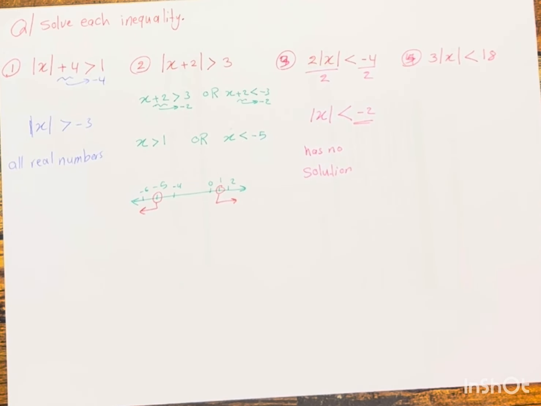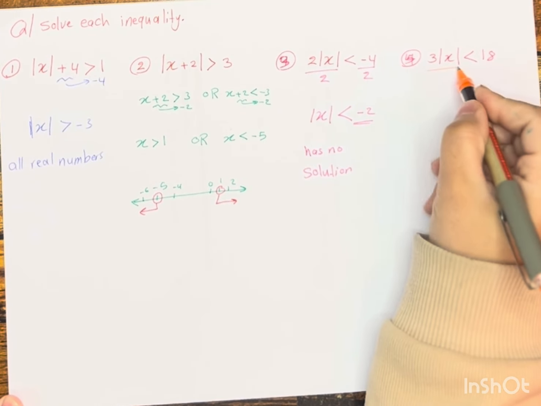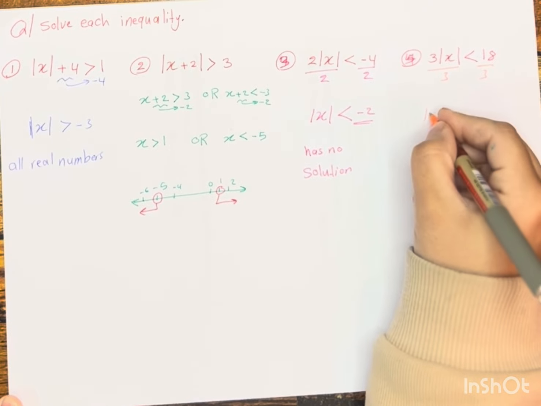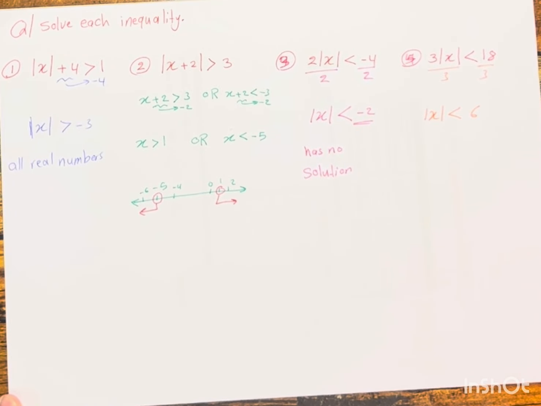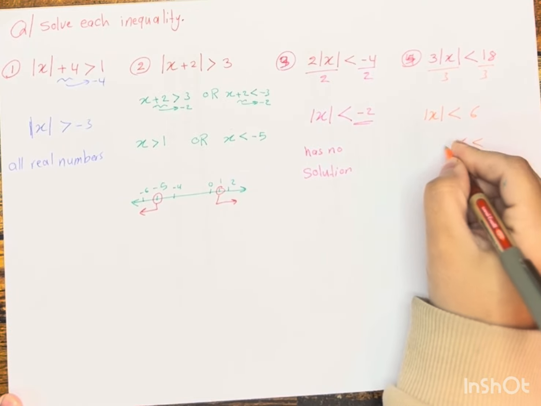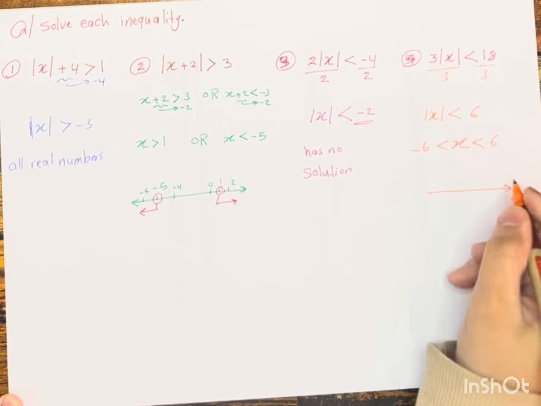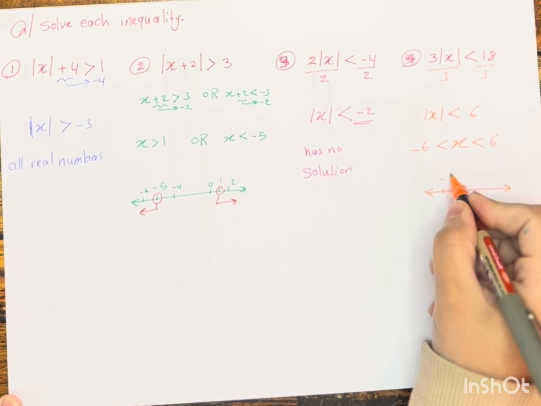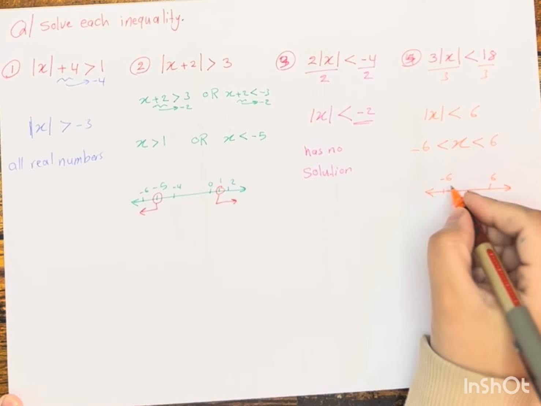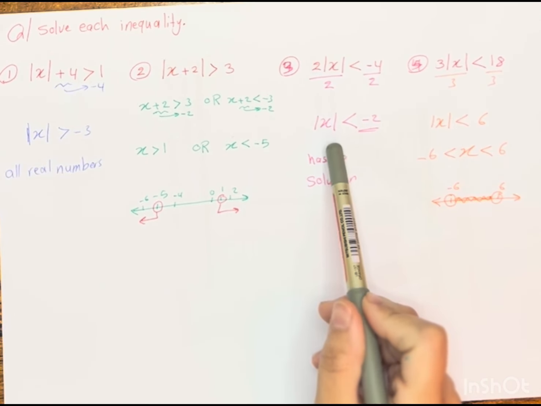Number 4, three absolute value of x less than 18, okay? Divide both sides by 3 to isolate the absolute value on one side. 18 divided by 3 is 6. Absolute value of x less than a positive number, there are two solutions. X between negative 6 and 6, because we need to use AND if the absolute value opens the sign. Here we have negative 6, here we have 6. Open circle for both of them and x between them, so connect those two cases.